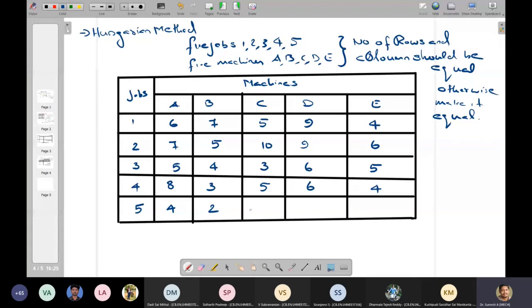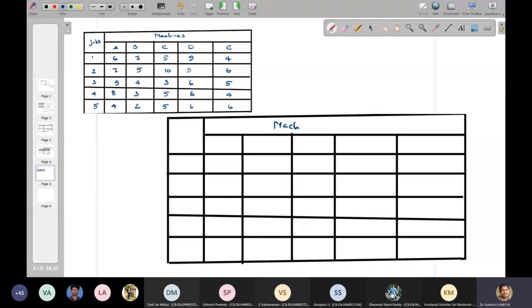So 5 are here, so the number of rows equals the number of columns. I don't need to add anything. Any dummies are not required, since rows and columns are equal. Now what will be the next step? Machines and jobs 1, 2, 3, 4 and 5, and this is A, B, C, D and E.